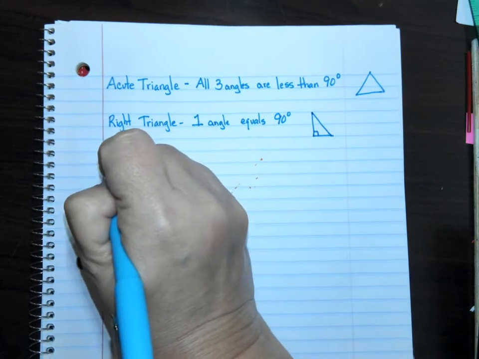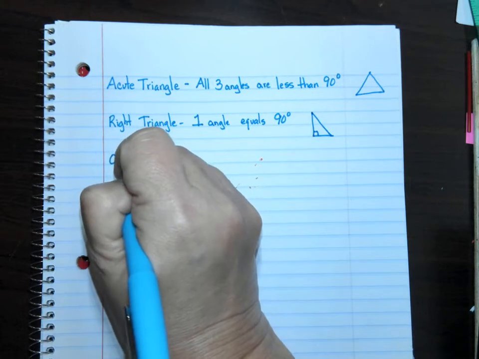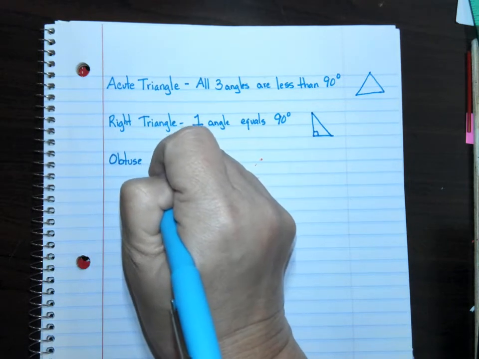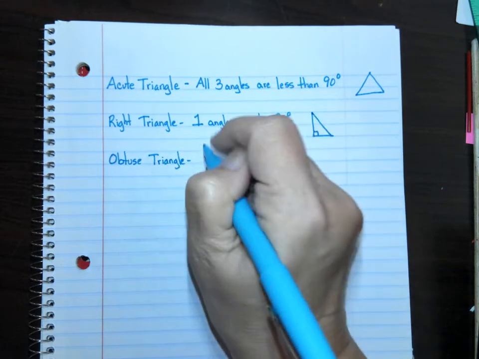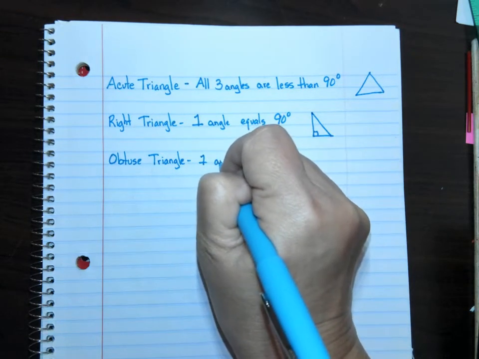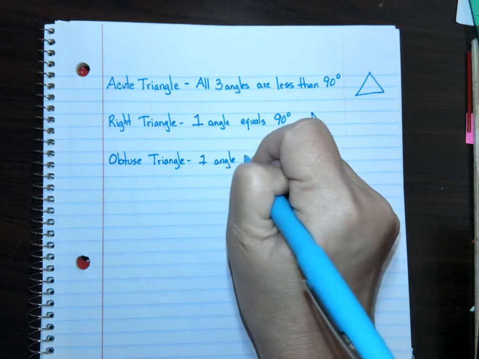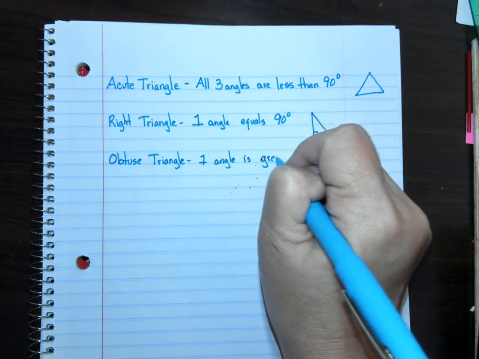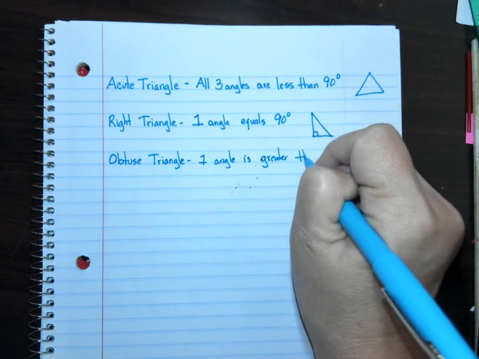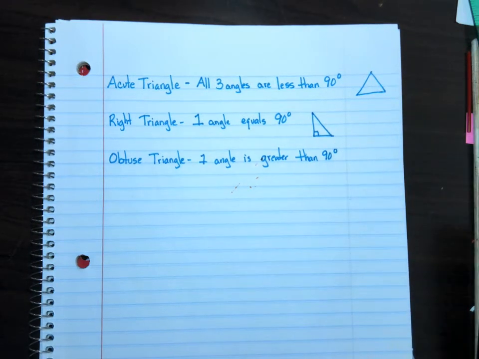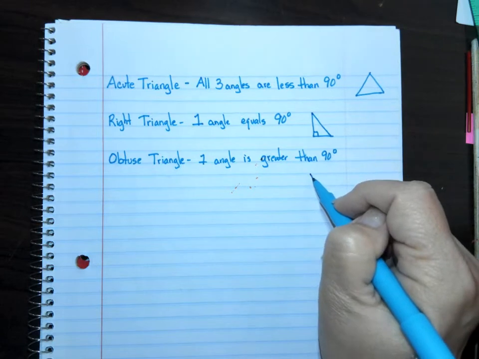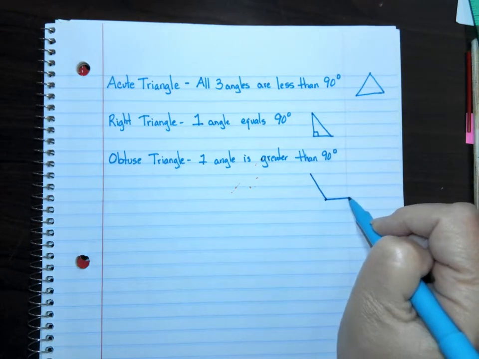And then we have our obtuse triangle. And in our obtuse triangle, one angle is greater than 90 degrees. And so an obtuse triangle might look this way.